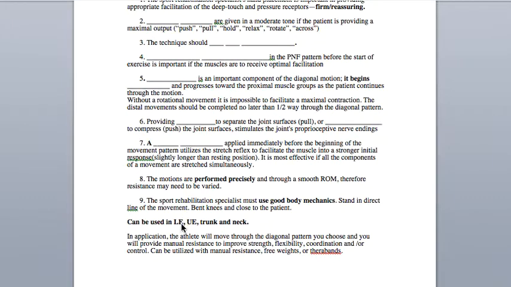PNF can be used in lower extremity and upper extremity. We learn those patterns. It can also be used for trunk and neck. We will not learn those patterns. That's used for more neurologically involved patients. In application, the athlete moves through a diagonal pattern you choose, and you provide manual resistance to improve strength, flexibility, coordination, and control. It can also be used with manual resistance, free weights or TheraBands, and you saw a little bit of that as well.